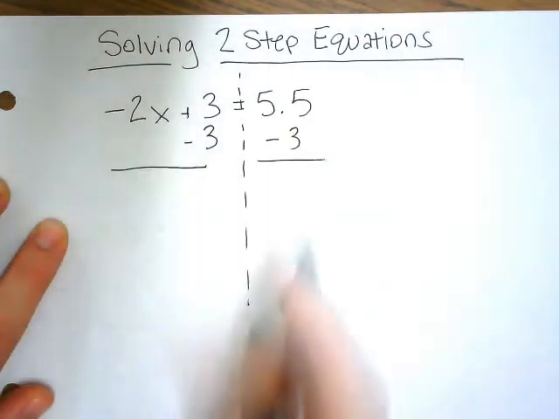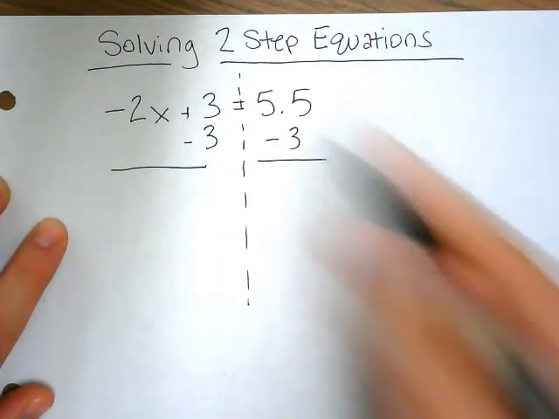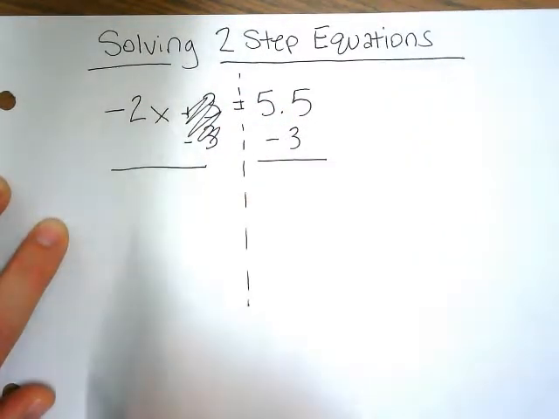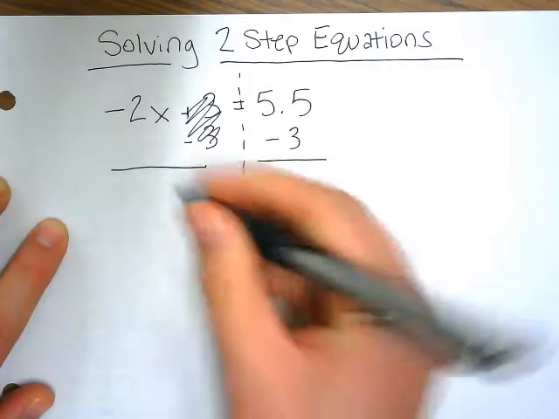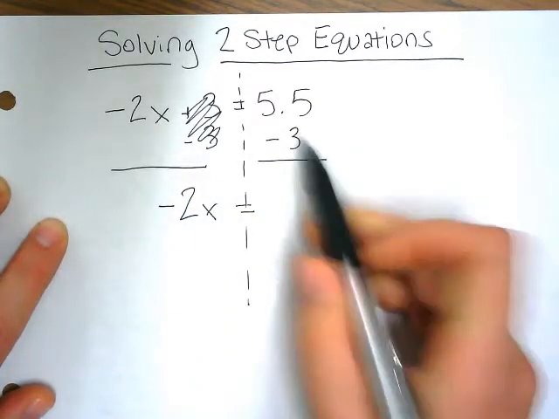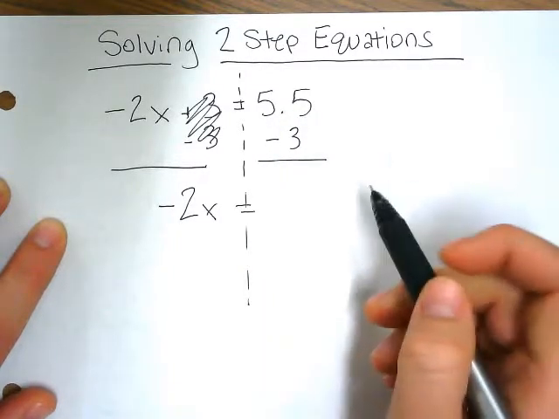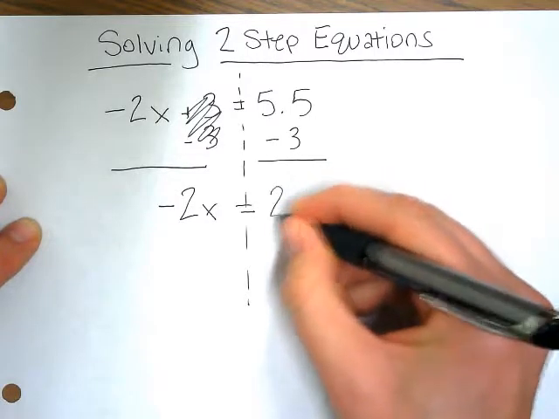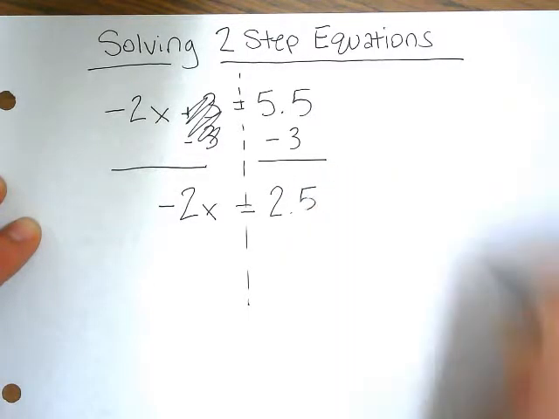On the left side of my equation, 3 minus 3 is just 0. All I have left over is this negative 2x. And 5.5 minus 3, I could do that on my calculator, but I think I know that that is 2.5.